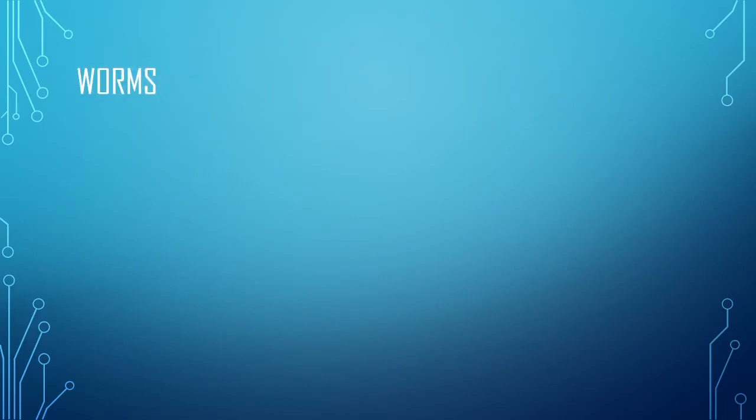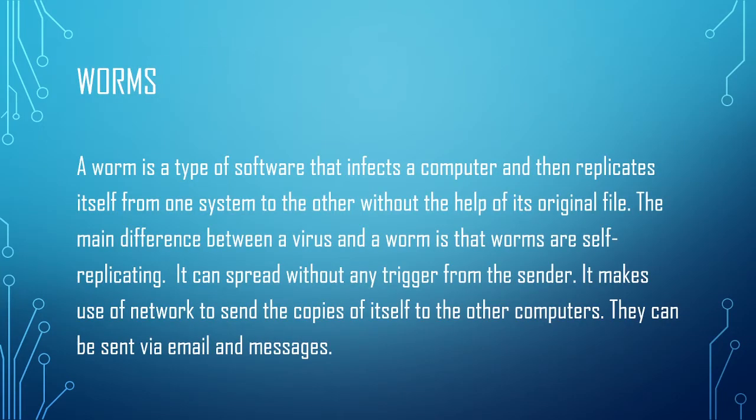Worms. A worm is a type of software that infects a computer and then replicates itself from one system to other without the help of its original file. The main difference between a virus and a worm is that worms are self-replicating. They can spread without any trigger from the sender. It makes use of networks to send copies of itself to other computers. They can be sent via email and messages.